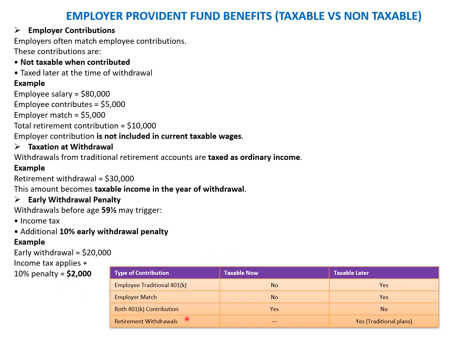So if we look at the contributions here, the employee contribution to 401k is not taxable now, taxable later, at the final receipt. The employer match is again not taxable, and it is taxable when received. A Roth 401k contribution is taxable now, and it is not taxable at the time of receipt. And the retirement withdrawal is taxable if it is a traditional plan. So we'll move to the next slide.